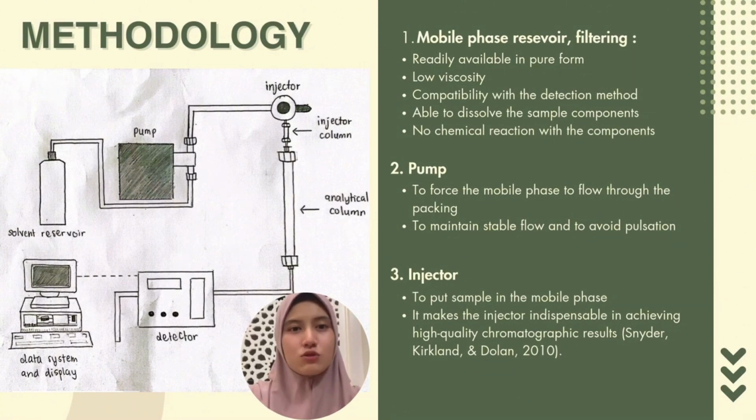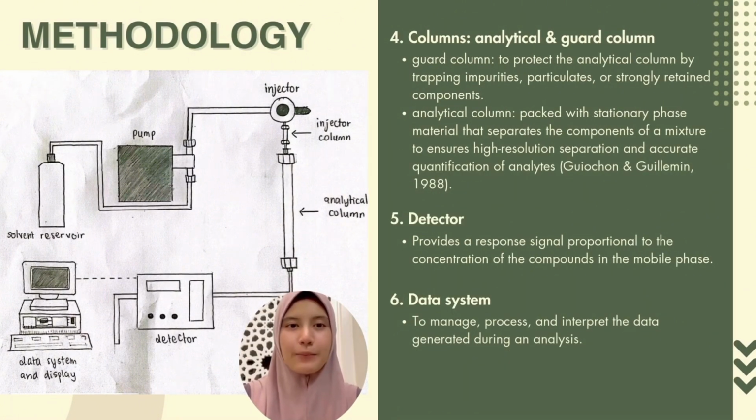Next, the injector introduces the sample into the mobile phase. This precise addition ensures that the sample is properly mixed and delivered into the system for accurate results. After injection, the sample enters the guide column, which traps impurities to protect the main analytical column. The analytical column, packed with a stationary phase, is where the actual separation of sample components happens, giving a high-resolution analysis. The separated components then move to the detector, which identifies and measures them based on their concentration in the mobile phase. Finally, the data system records, processes, and interprets the information, presenting a clear result for analysis.